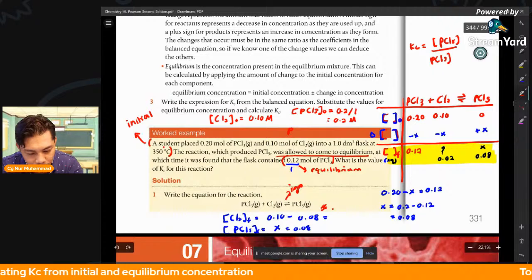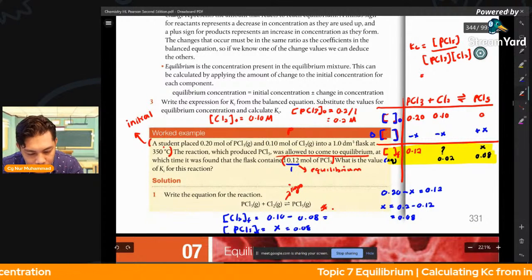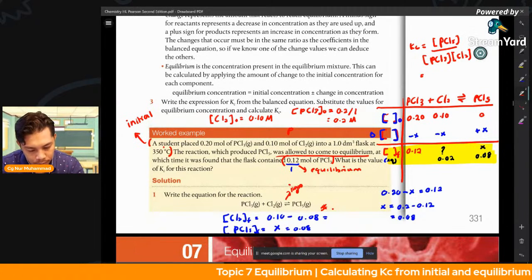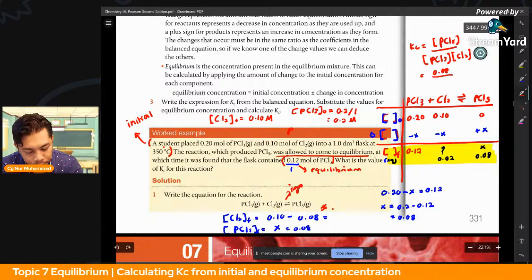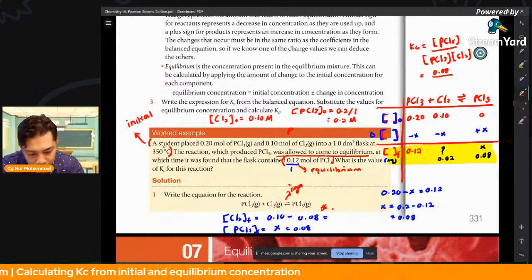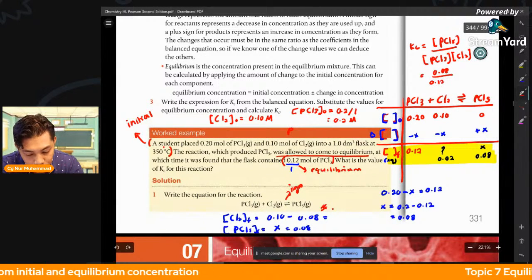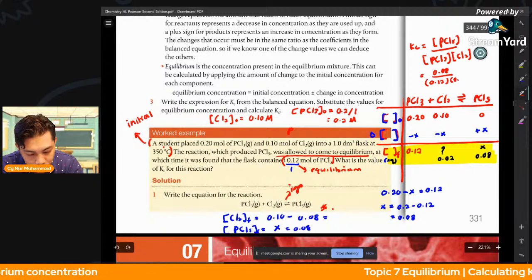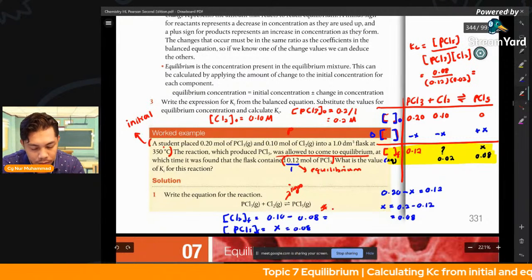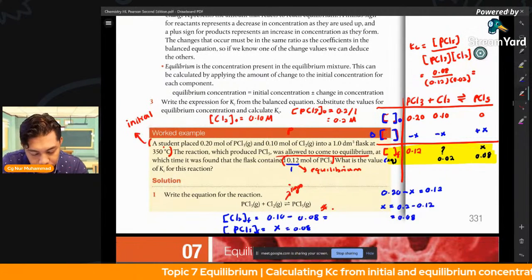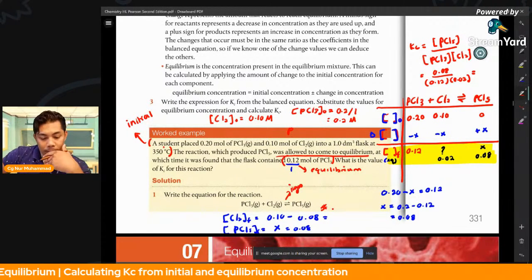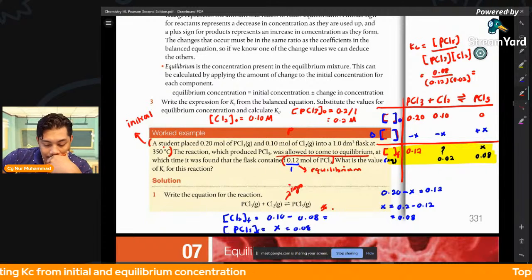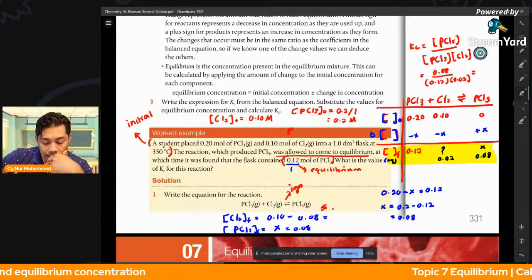Cuba kira dapat berapa? Ni dia punya equation, masukkan information 0.08 divided by 0.12 times 0.02. Okay, berapa Azlina? Tekan je calculator. Berapa?